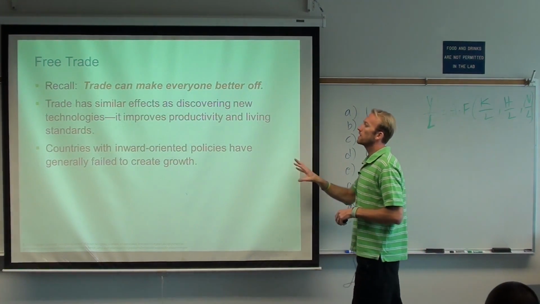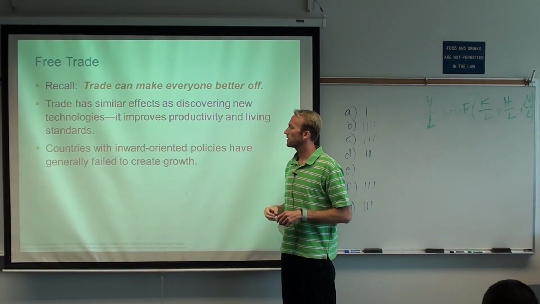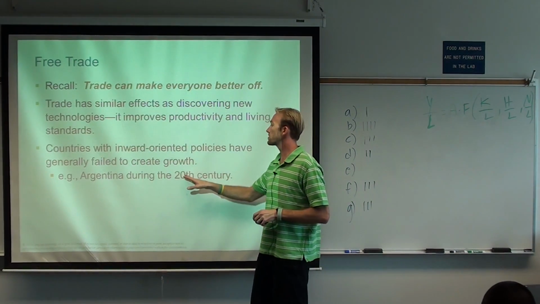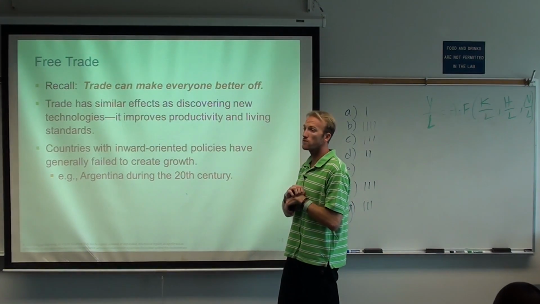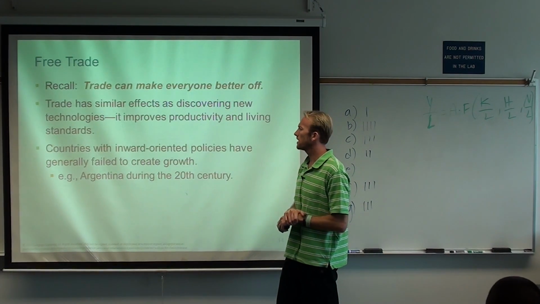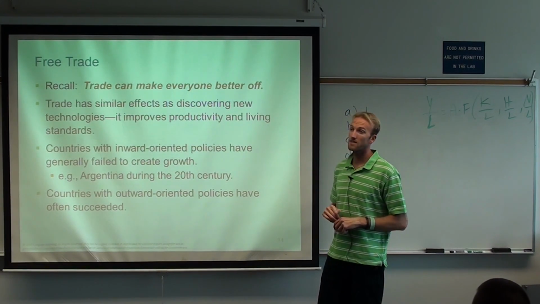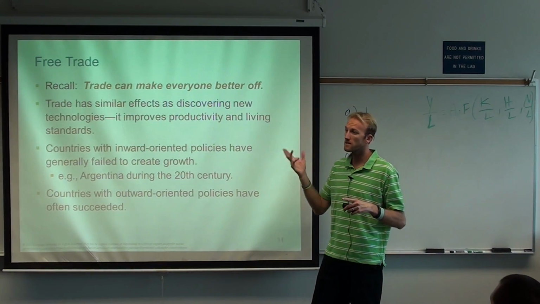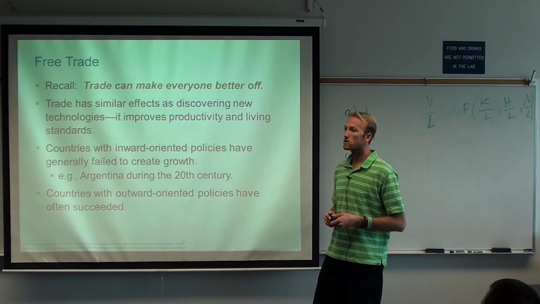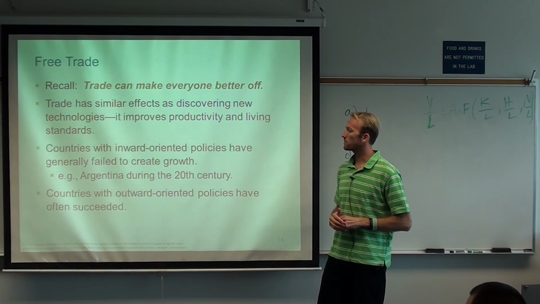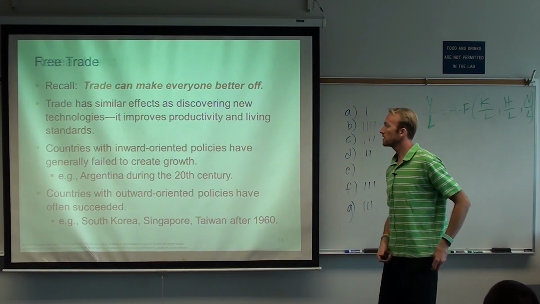Okay? So inward-oriented policies have failed to create growth many, many times. Argentina during the 20th century, Japan even during the beginning of the 1900s was a very closed country. China was closed for many, many years. Not a whole lot of growth. However, outward-oriented policies have often succeeded. Singapore's a really good example, right? From 1960 to 2000, they grew by about 6% a year. And they were extremely open with trade. Taiwan, there you go, South Korea, all of the Asian tigers.